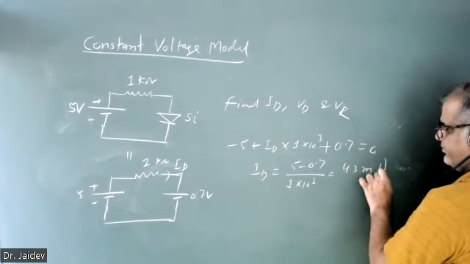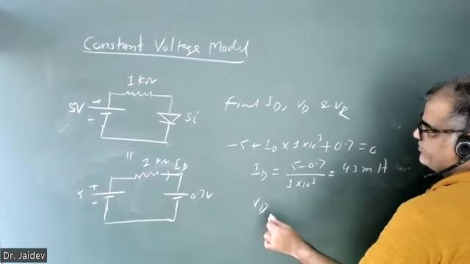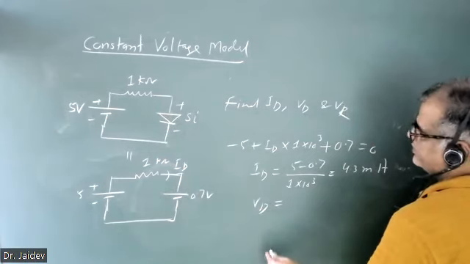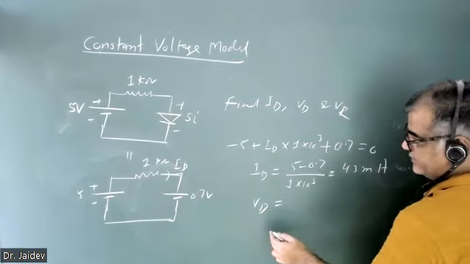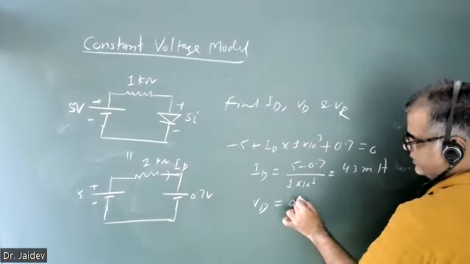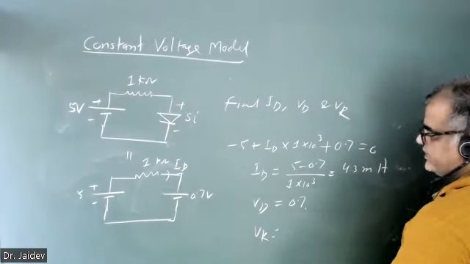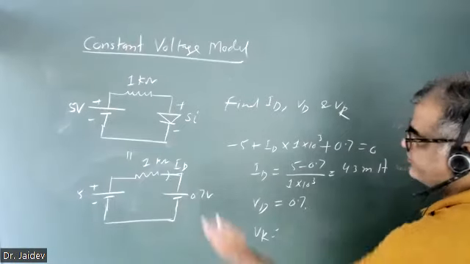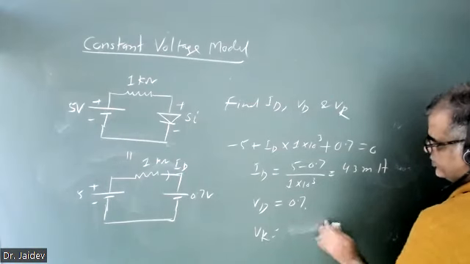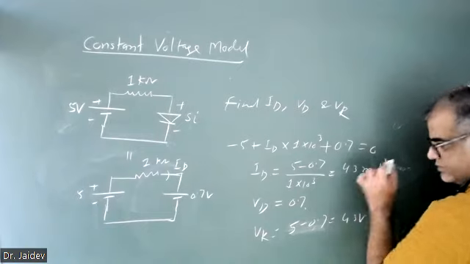4.3 milliampere ID. Okay. And how much is VD? What is the voltage drop across the diode? VD, that is 0.7, it will be 0.7. Yes sir, the voltage drop is fixed. And how much will VR be? 5 minus 0.7, so 4.3 volt. The resistance will have 4.3 volt across it.